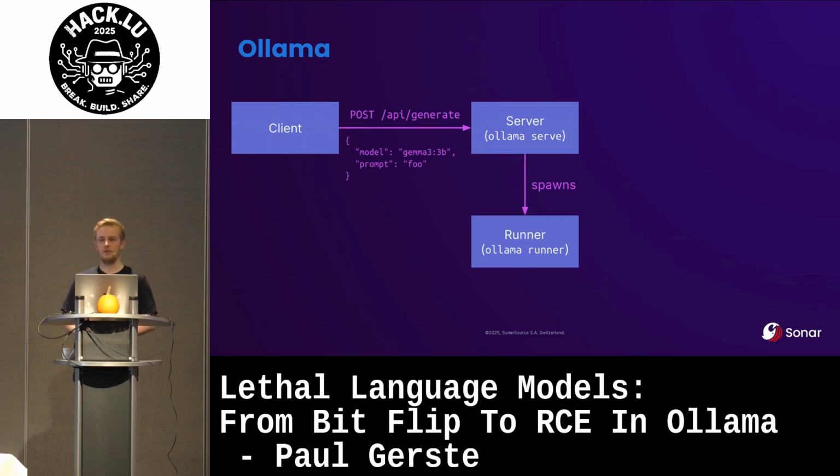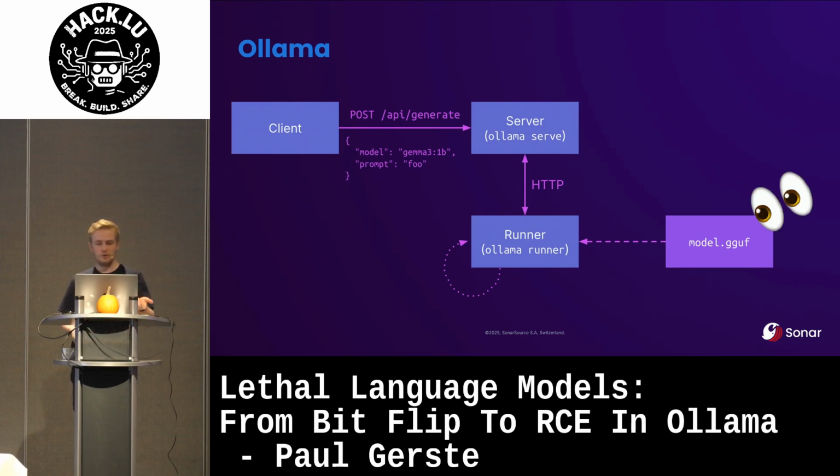Then the server spawns another sub-process, the runner. This runner process establishes an HTTP connection to the server, so these can send requests back and forth. Then the runner loads the model file from disk that was previously downloaded and starts processing the prompt. The client can also send follow-up requests, which are then inferred in the same runner process, so it's reused for a certain amount of time.